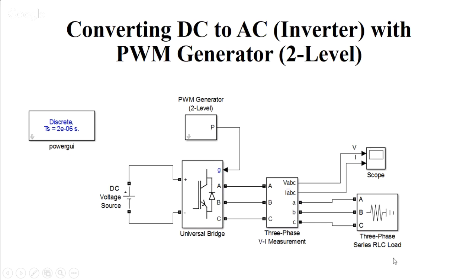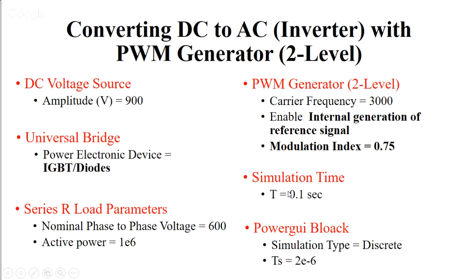In this we have taken a series RLC load, a universal bridge, and a three-phase VI measurement device. We are taking a DC voltage source of 900 volts. The universal bridge is of IGBT diode type, and the R load is 600 volts, and the active power required by it is 1 megawatt. Similarly, the two-level PWM generator has a carrier frequency of 3000. You can change your carrier frequency according to your design.